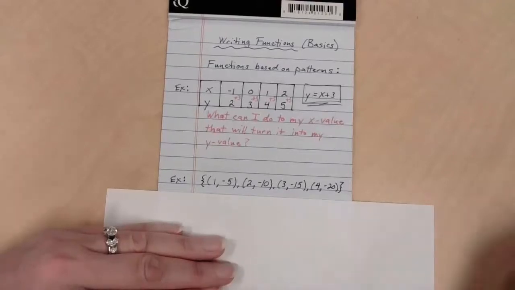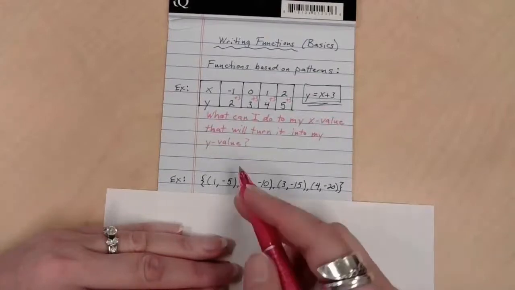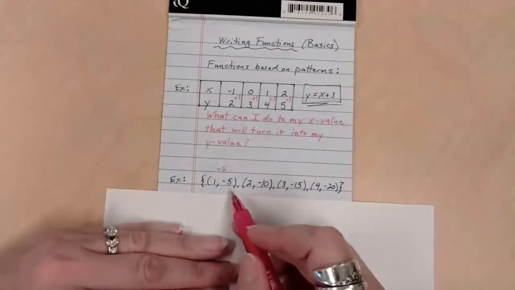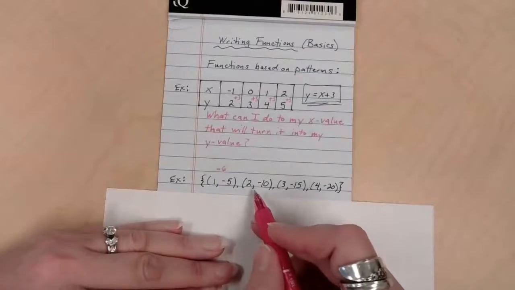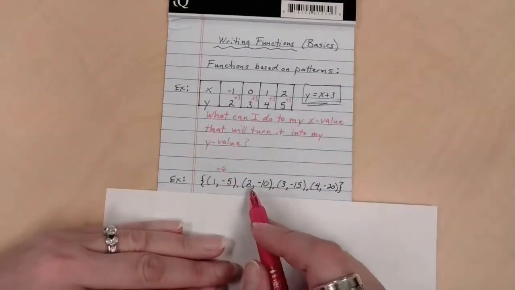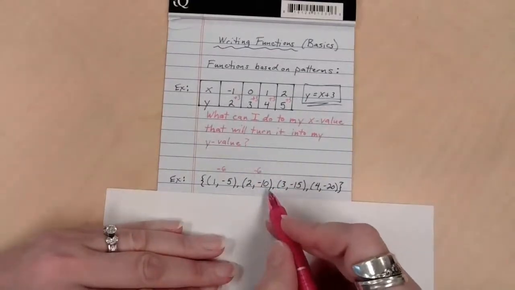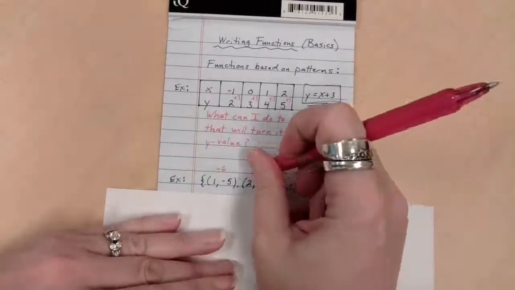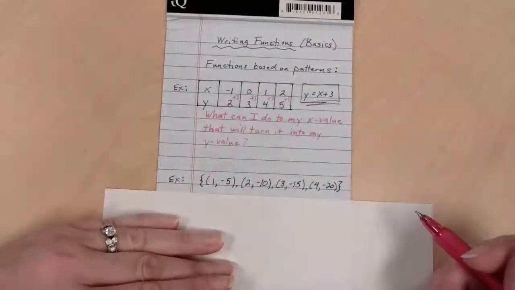Let's ponder subtraction for a moment. What can I do to a 1 to make a -5? What if I were to subtract 6? 1 minus 6 equals -5. That's true, isn't it? Yeah, okay, I like that. So does that work for my next pair? We're looking for the same relationship, the same pattern across the board. Can I do 2 minus 6 and get -10? Well, actually I can't, because 2 minus 6 is -4, so this isn't going to work. Subtracting 6 is not going to be my function. It's not the rule for my function this time.